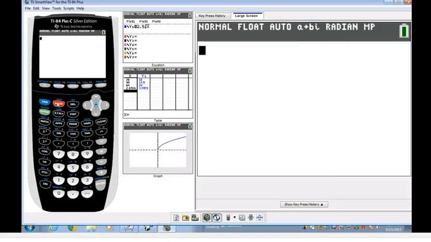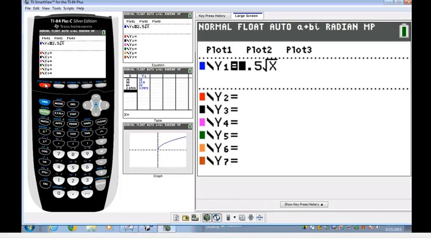So let's go to Second Quit. The second thing I want to do is make it plot the points that I'm going to do. And the easiest way to do that is go to y equals and arrow up and press enter. Do you see how plot 1 is now dark? Okay, that's going to tell you that it's going to plot the points and it's going to plot the line. So now we have prepared our calculator to do what we need it to do.